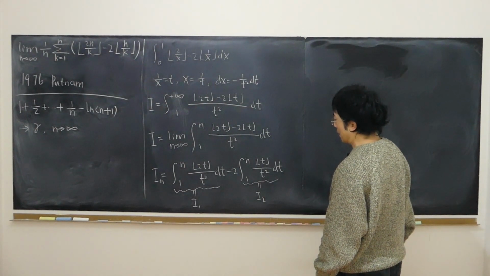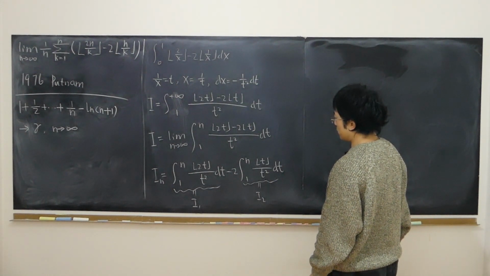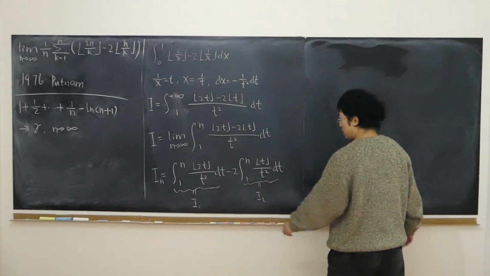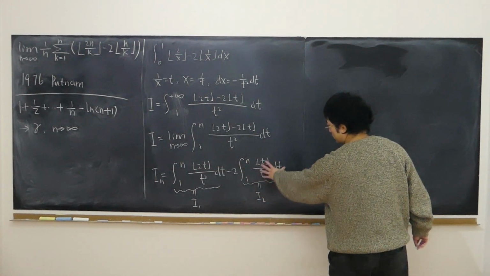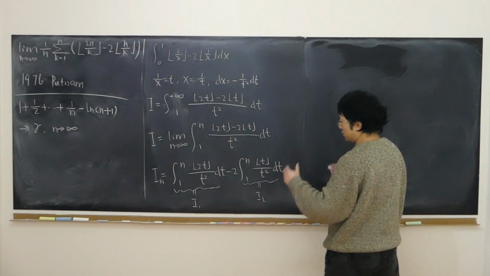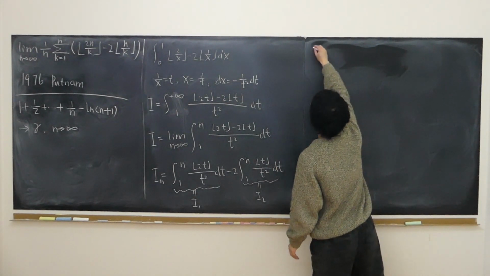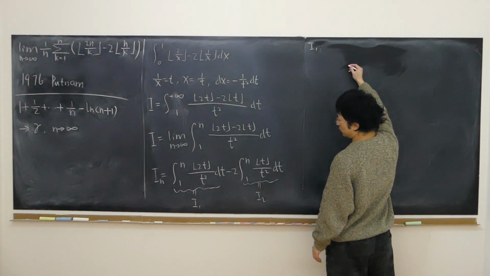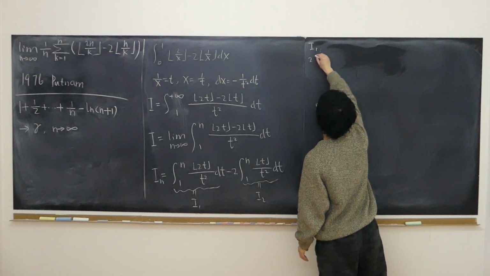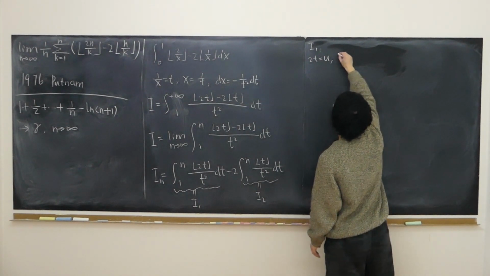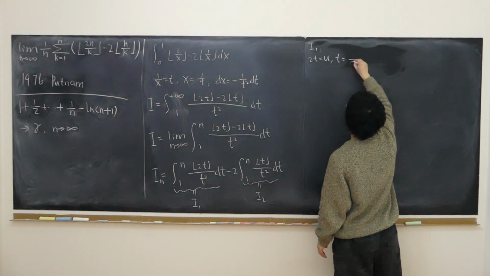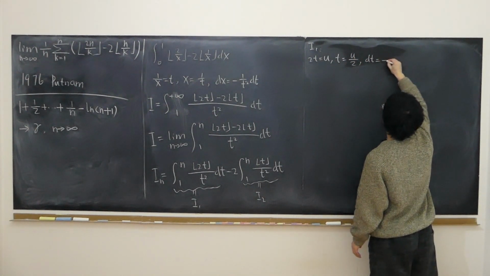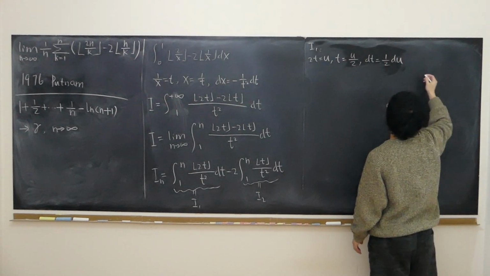But first of all, for I1, let me just use a u substitution just to get rid of the 2 in here, so that it'll look more similar to this integrand. And hopefully we can just cancel out some terms. All right, so for I1, I just let 2t equal to u. Right? 2t equal to u. Of course, t is equal to half of u. Then dt is easily half of du.